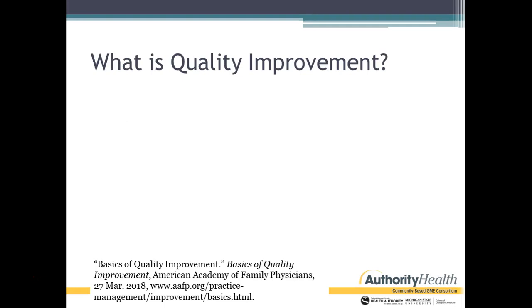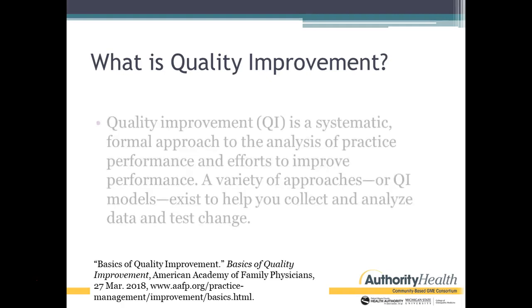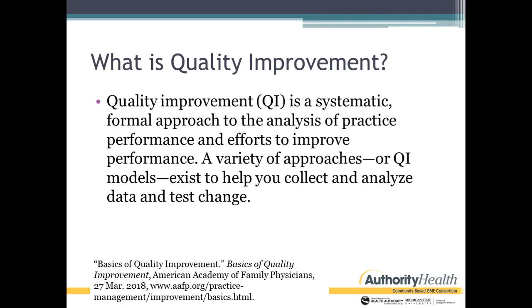So what is quality improvement? And you guys know from the other lectures that I do throw out a lot of definitions. This one is the definition from the AAFP report here. Quality improvement is a systematic, formal approach to the analysis of practice performance and efforts to improve performance. A variety of approaches, or QI models, exist to help you collect and analyze data and test change. So wordy. Basically, it's a standard way to look at quality and perform quality projects.